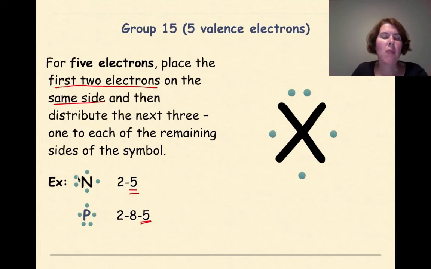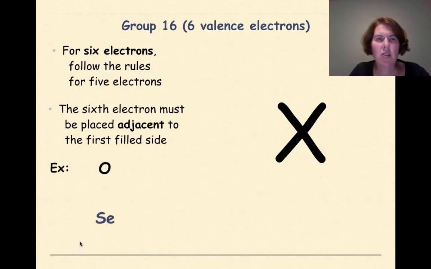Again, it does not matter which side you have your 2 electrons, but you need to keep that side filled, and then 1 on each side after that. And again, the important thing to realize is that there is a method to the madness, and this will come in very handy when we start chemical bonding. Group 16, 6 valence electrons.